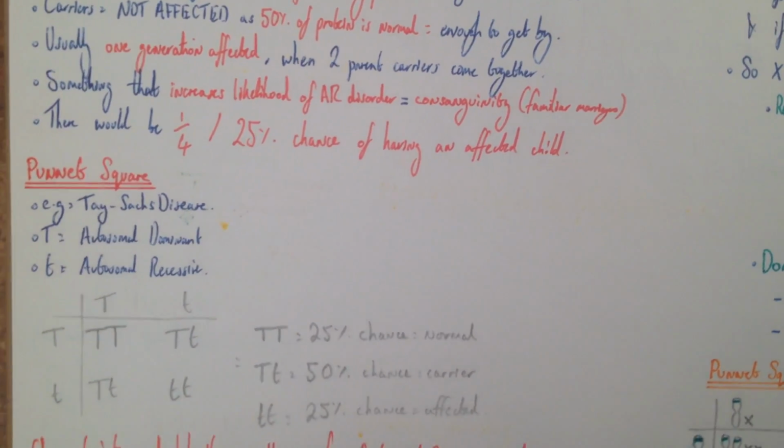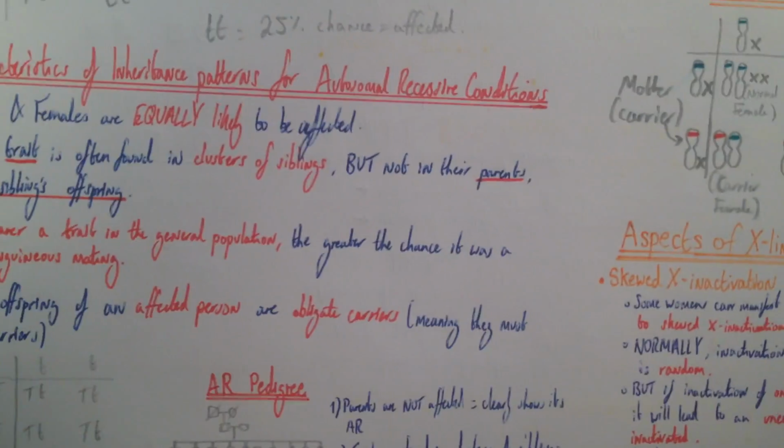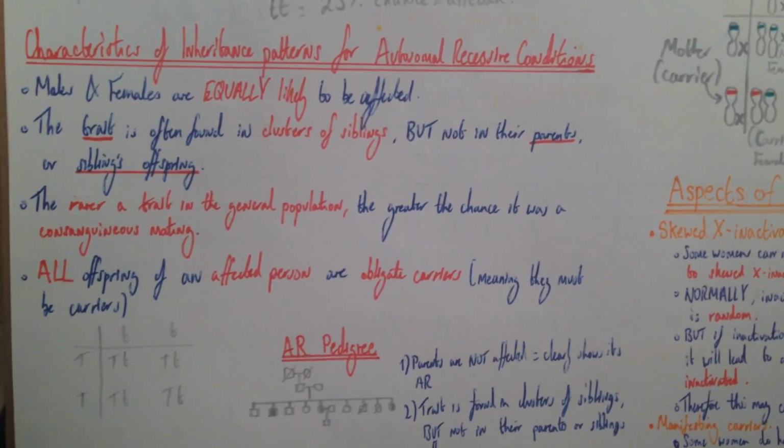And you can work out the Punnett squares, they are very easy. And I'm really sorry for overcomplicating that, because that was just a mind melt.